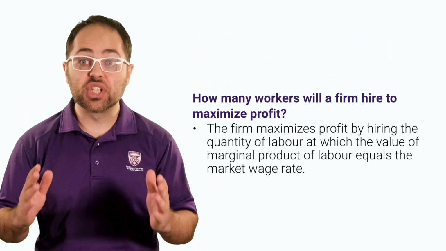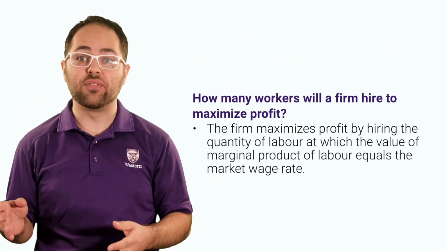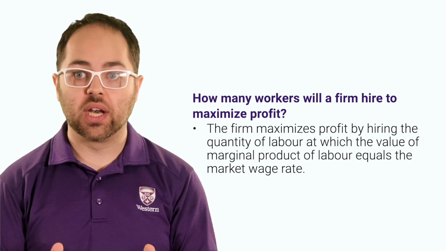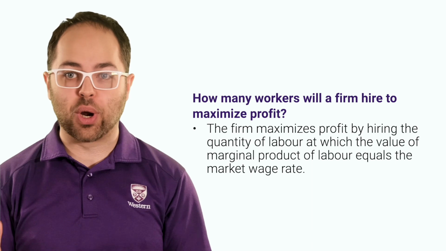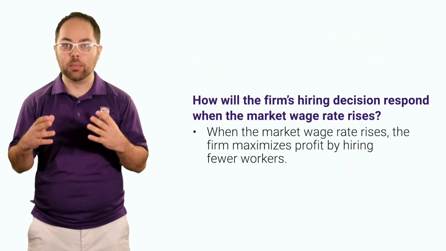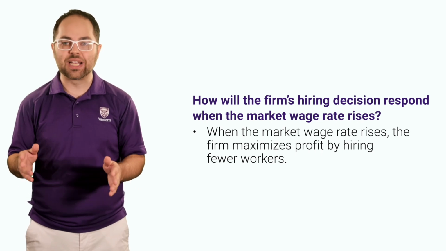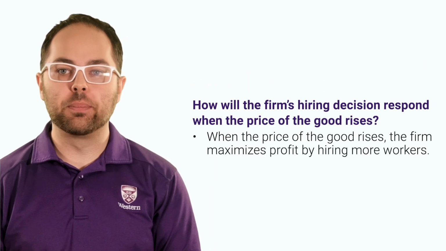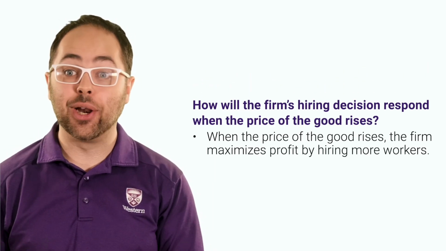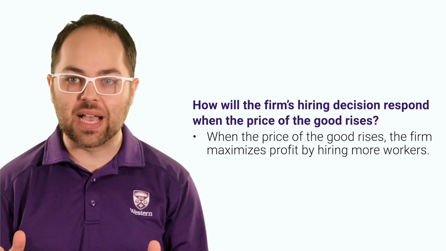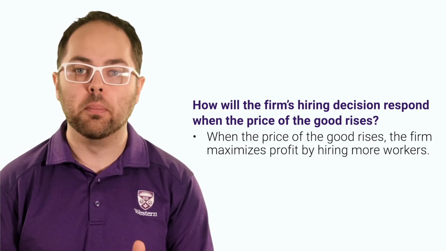We also learned the Chapter 17 version of marginal benefit equals marginal cost. A firm maximizes profit by hiring the quantity of labor at which the value of marginal product of labor equals the market wage rate. When the market wage rate rises, labor becomes more expensive, so the profit maximizing firm responds by hiring fewer workers. And when the price of the good being produced and sold rises, the higher price increases the value of marginal product of labor, so the profit maximizing firm responds by hiring more workers.